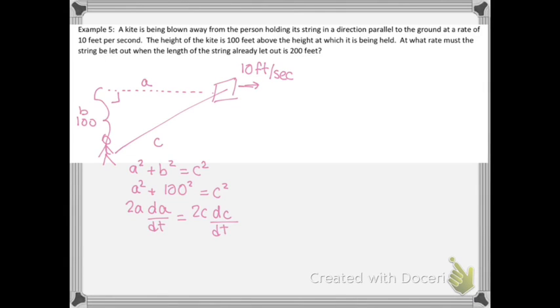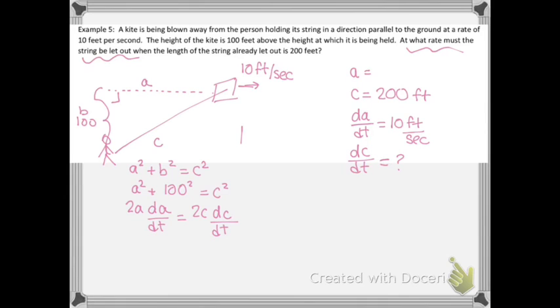Okay, so let's label the quantities and variables given in the problem. So A, I don't think we know A, but we can find it in a second here. They told us that C, the length of the string, is 200. dA dt, we know that's 10 feet per second. I'm going to put feet with this 200. And dC dt, that's what we're trying to find because it says at what rate must the string be let out. So dC dt is our unknown.